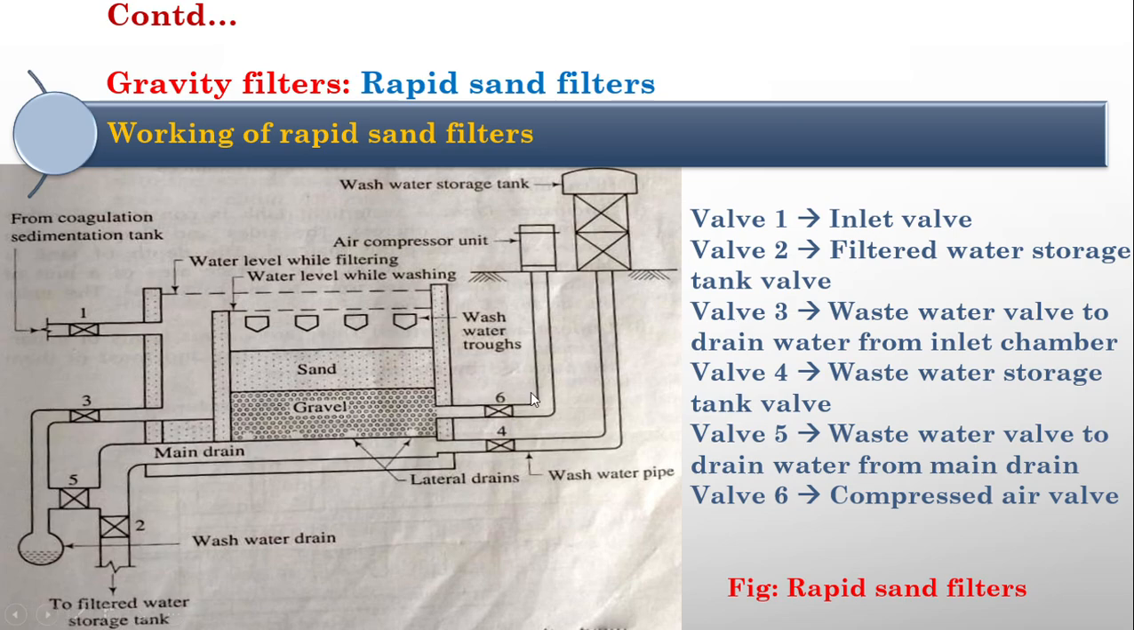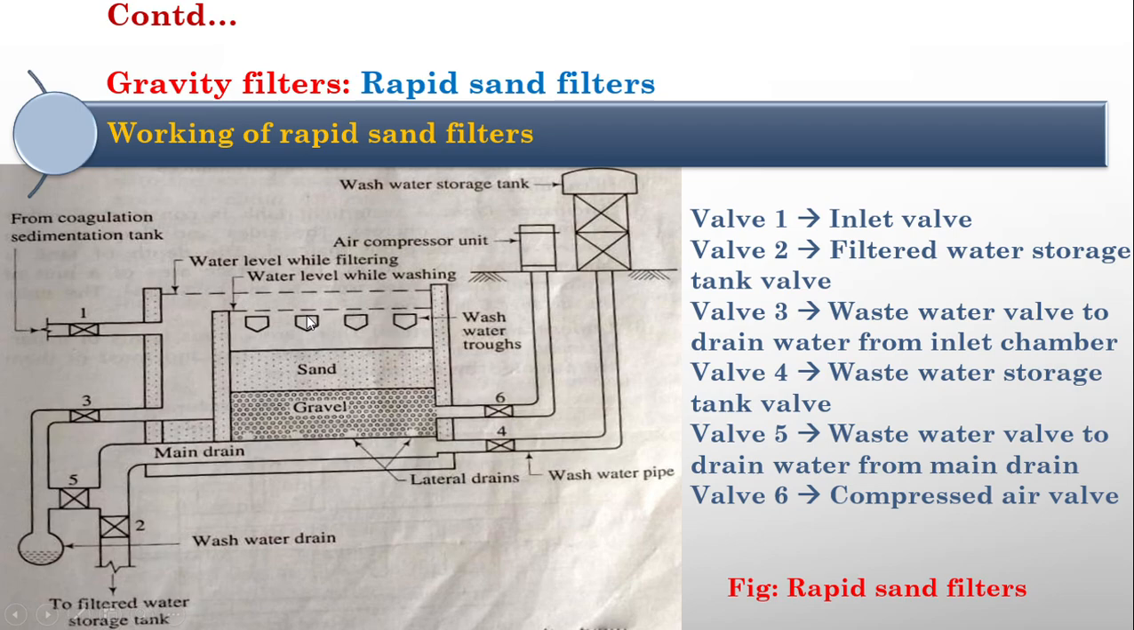Now we will close this valve and open valve 4. Valve 4 is the wash water valve. Water is allowed to flow through this pipe and pass here. Since all these other valves are closed, this water will be forced through this gravel and sand. Since it is already loosened, all the waste materials trapped there will be dissolved in this wash water, and it will come out.